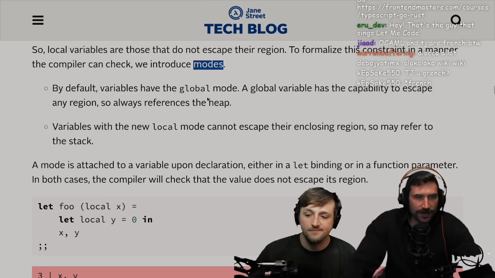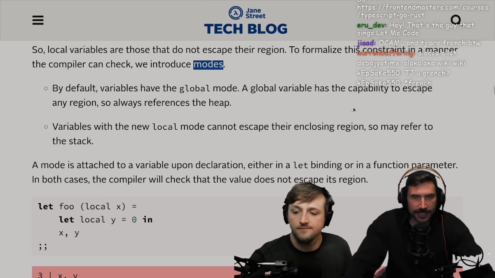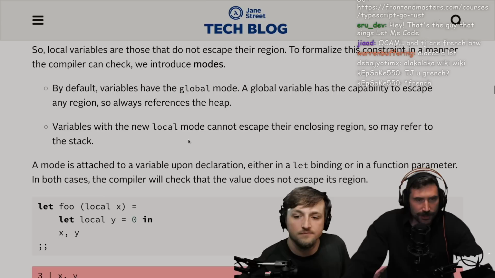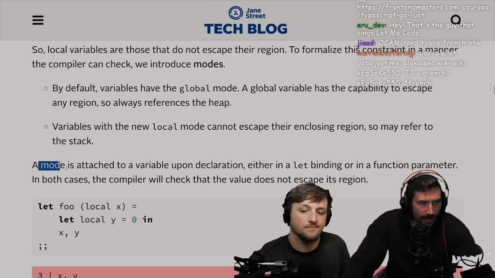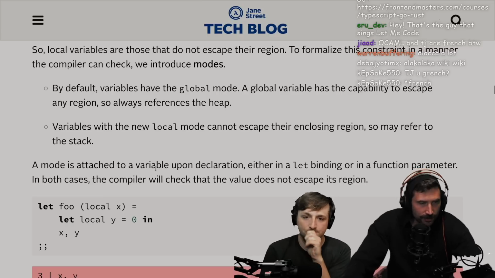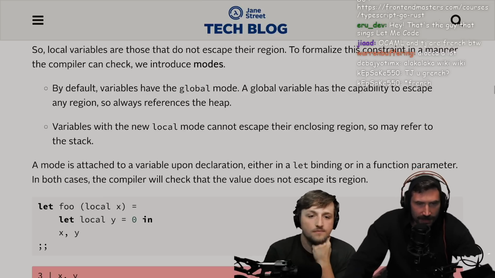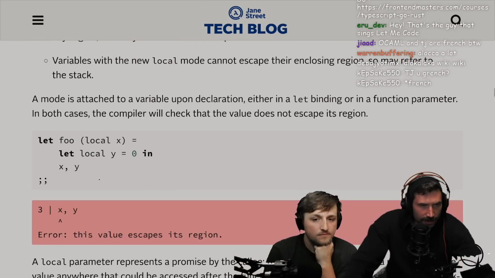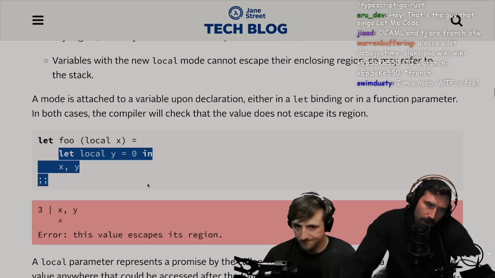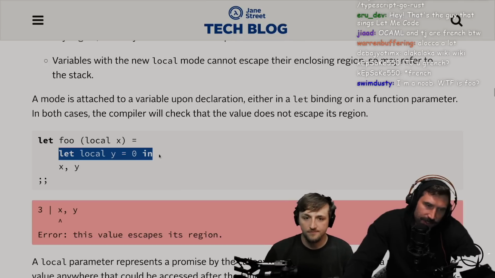Okay. By default, variables have a global mode. The global variable has the capability to escape any region, so always references the heap. Perfect sense. Variables with the new local mode cannot escape their enclosing region, so may refer to the stack. Okay. A mode is attached to a variable upon declaration, either the let binding or a function parameter. In both cases, the compiler will check that the value does not escape the region. Okay. Oh, so let local. How does that? Let's see. Oh, so how does it know not to make this a function that returns 0?